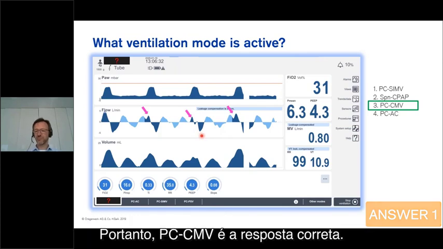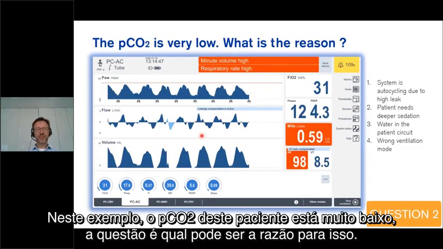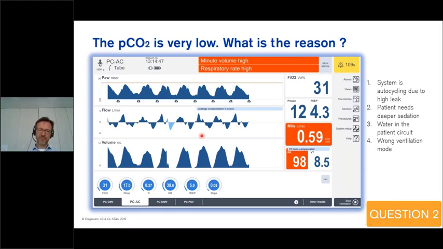So therefore PCCMV is a correct answer. Let us come to the next question. In this example, the PCO2 of this patient is very low. And the question is, what might be the reason for this?